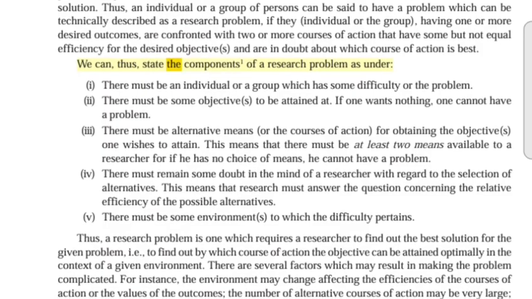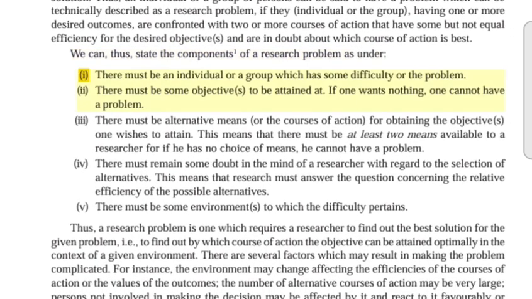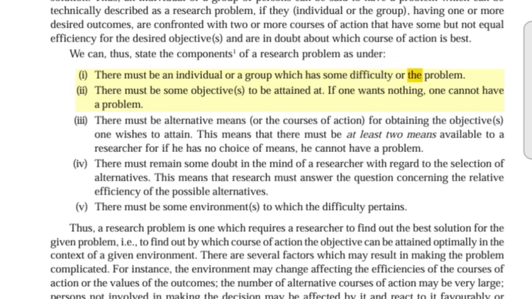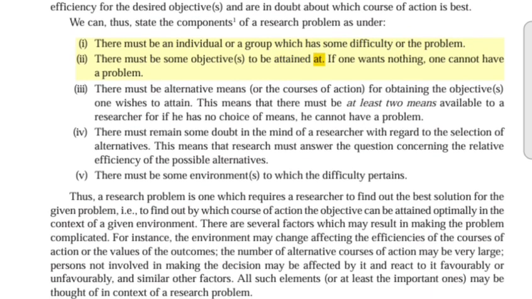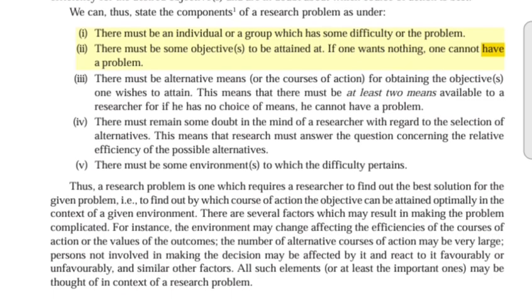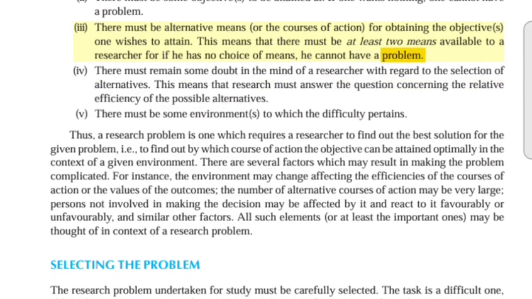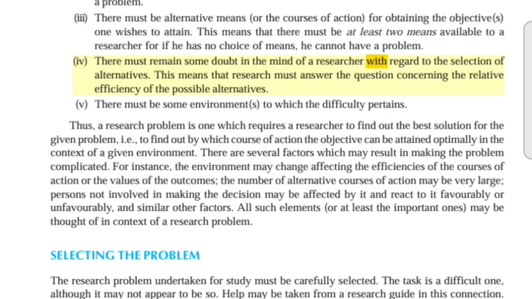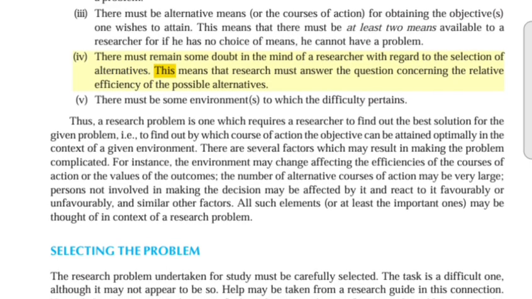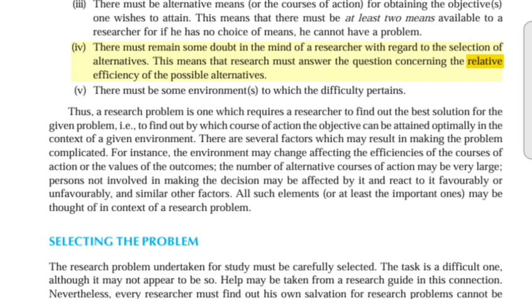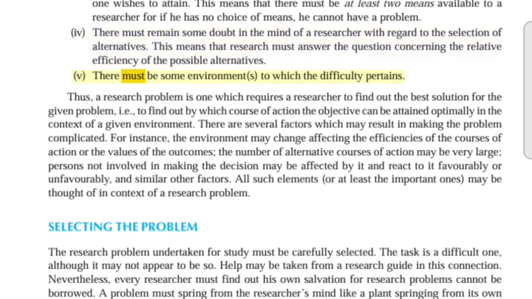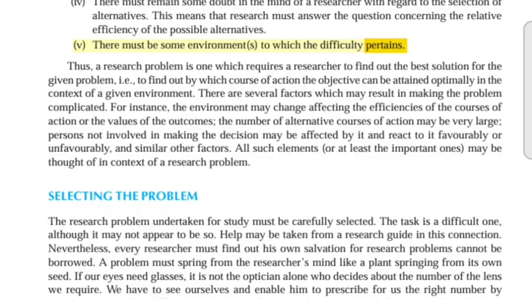We can, thus, state the components of a research problem as under. I. There must be an individual or a group which has some difficulty or the problem. II. There must be some objectives to be attained. If one wants nothing, one cannot have a problem. III. There must be alternative means or the courses of action for obtaining the objectives one wishes to attain. This means that there must be at least 2 means available to a researcher, for if he has no choice of means, he cannot have a problem. IV. There must remain some doubt in the mind of a researcher with regard to the selection of alternatives. This means that research must answer the question concerning the relative efficiency of the possible alternatives. V. There must be some environments to which the difficulty pertains.